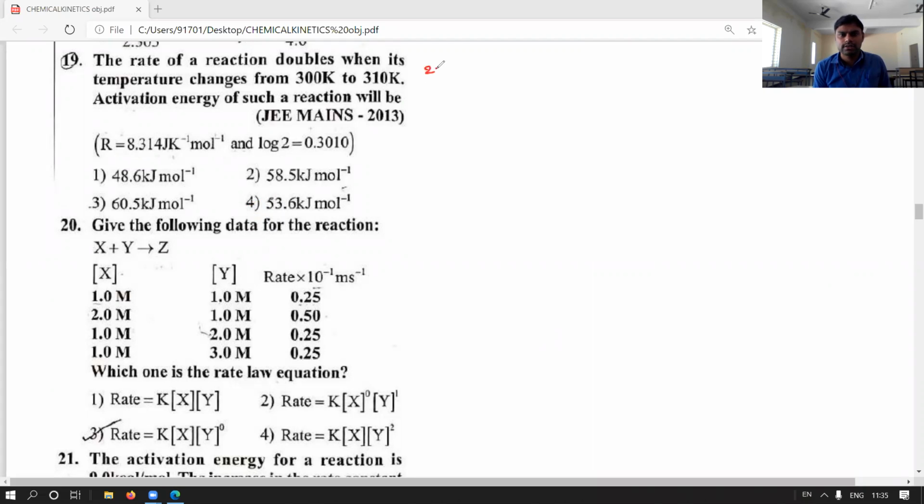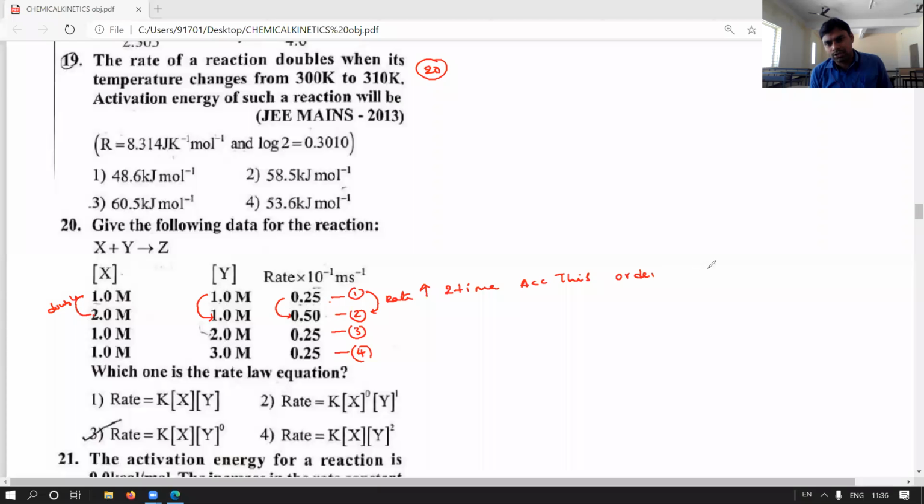It's very easy. We just have to compare the rate expression. This is the first one, this is the second one, this is the third one, this is the fourth one. Four different rates are given. Let's see: when the concentrations of X and Y are both equal, the rate is 0.25. If the concentration of X is doubled and the concentration of Y is constant, then the rate also becomes double, increased by 2 times. So according to observations 1 and 2, the order with respect to X is equal to 1.